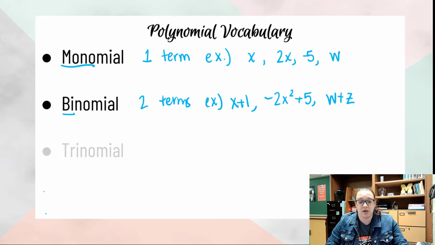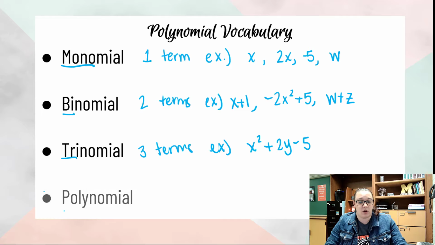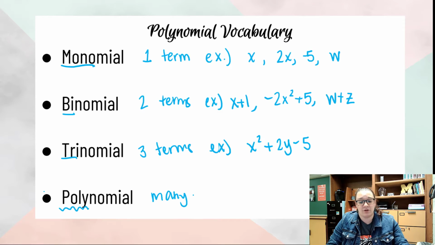There's also a trinomial, which I think you're getting the hang of this now, means three terms. I'll give you one example of those. You could have x squared plus 2y minus 5. Lastly, in general, we can call them a polynomial. Poly means many, so many terms is what we call all of these, including ones that are higher than 3 terms. So today we're going to start to notice how we multiply those.